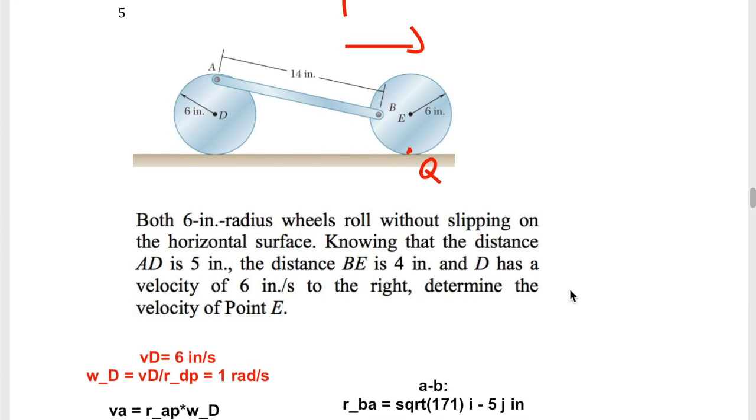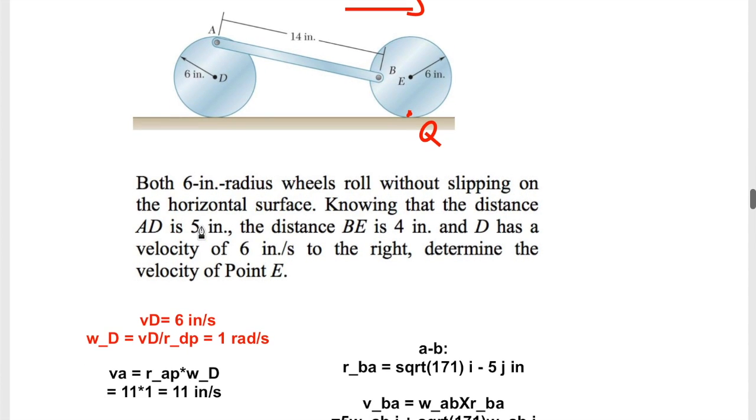Alright, here's question 5. So this one, we're given some 6-inch radius wheels that we know roll without slipping on the horizontal surface. We know this distance here from A to D is 5 inches, and we know this distance here from B to E is 4, and then this D has a velocity of 6 inches per second to the right, and we're asked to determine the velocity of E.